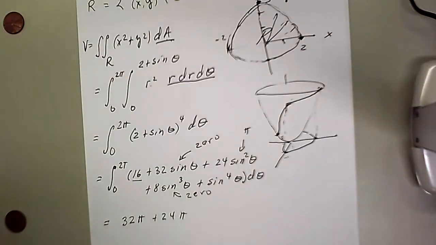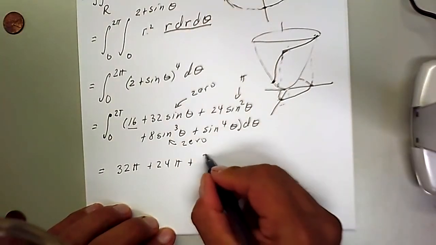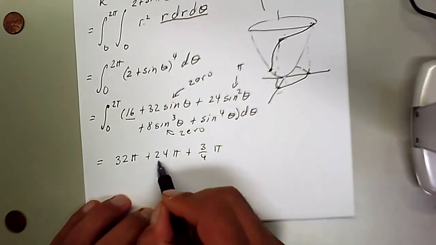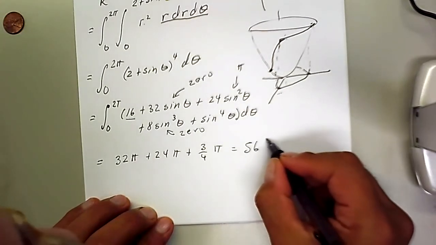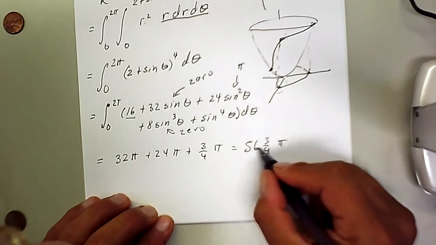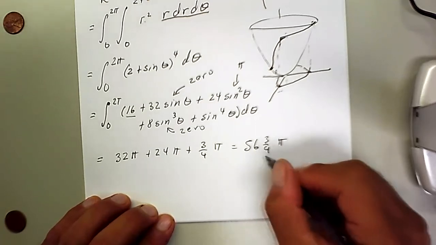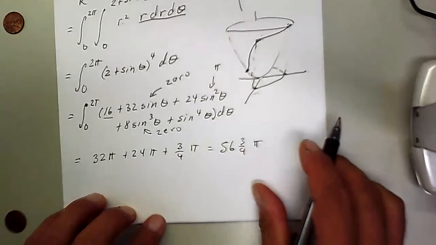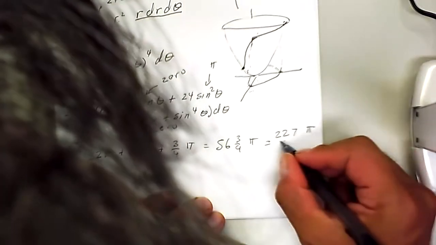Going back to our computation here. So we add, oh, that happens just once. 3/4 of pi. And then we add those together. 32 plus 24 is 56. So we have 56 3/4 of pi. Well, 56 times 2, because we want to have a really nice fraction. 56 times 2 is 112. 224 plus the 3 is 227. So this is 227 pi over 4.